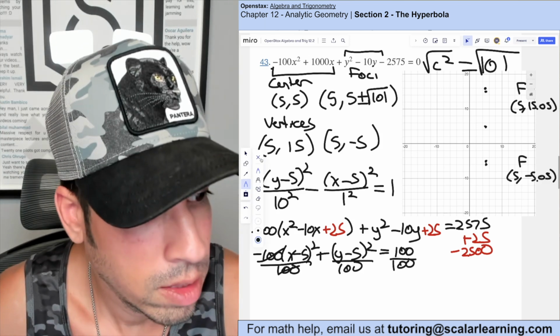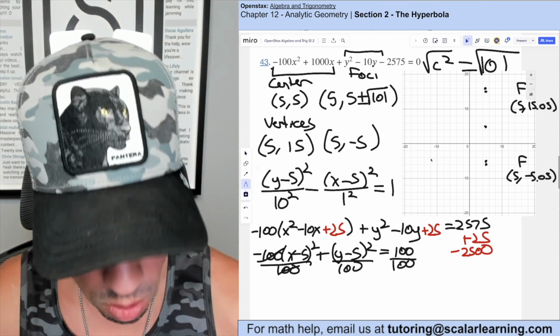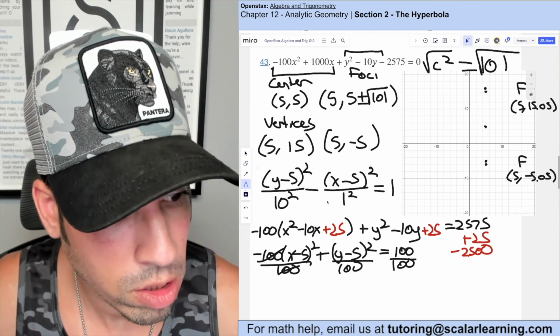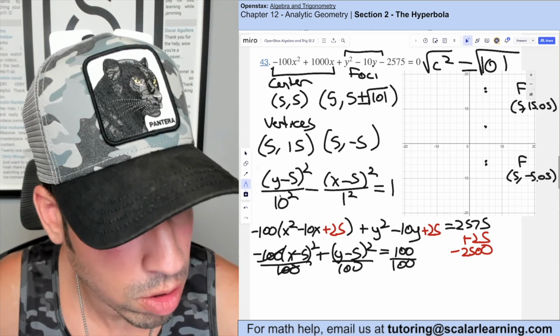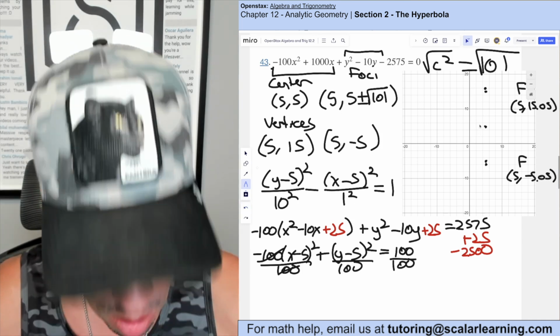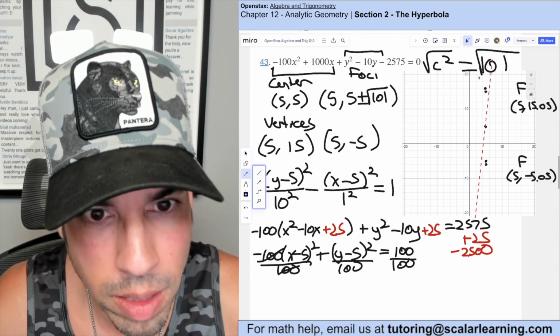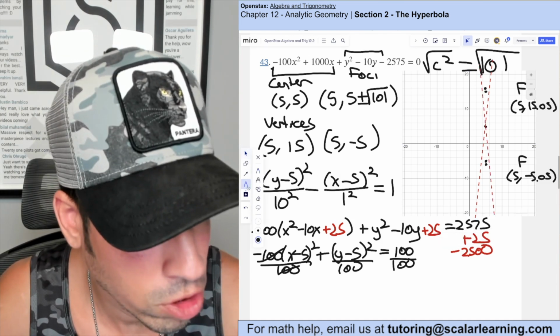Okay. And the last thing I'm going to do is graph the asymptotes, just as a guiding point for how I'm going to graph this. So what's the slope? And again, it's going through that center point. What's the slope? It's 10, that's the rise, over 1, which is the run. So it's a slope of 10, and then coming the other way, we got a slope of negative 10. Again, these are just approximations.